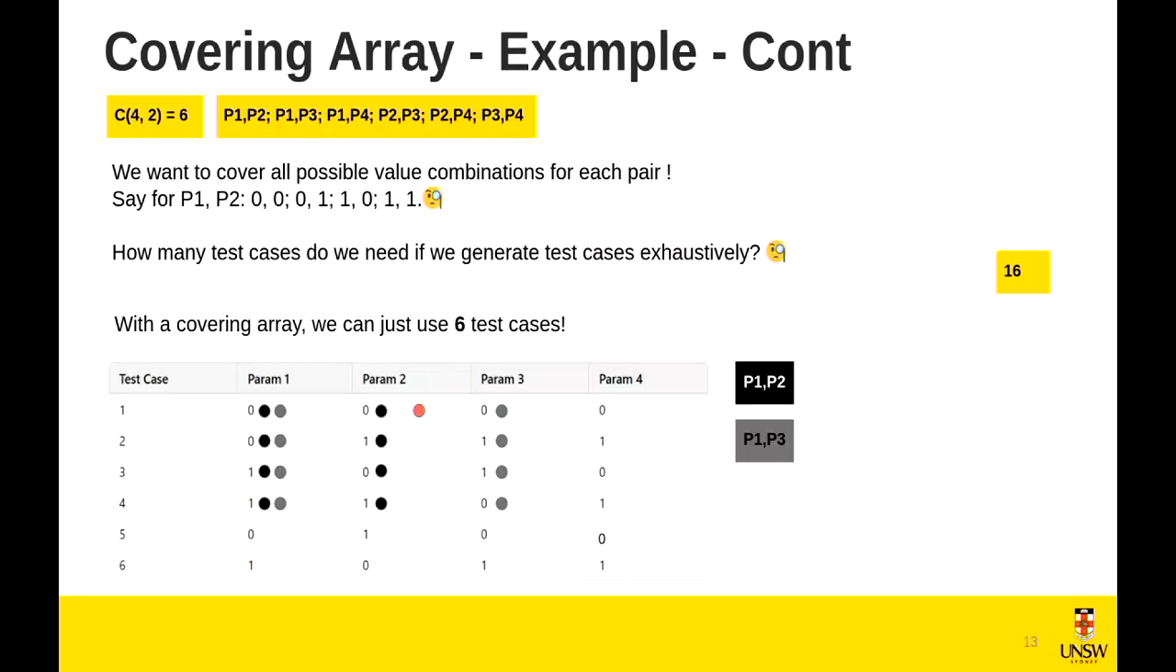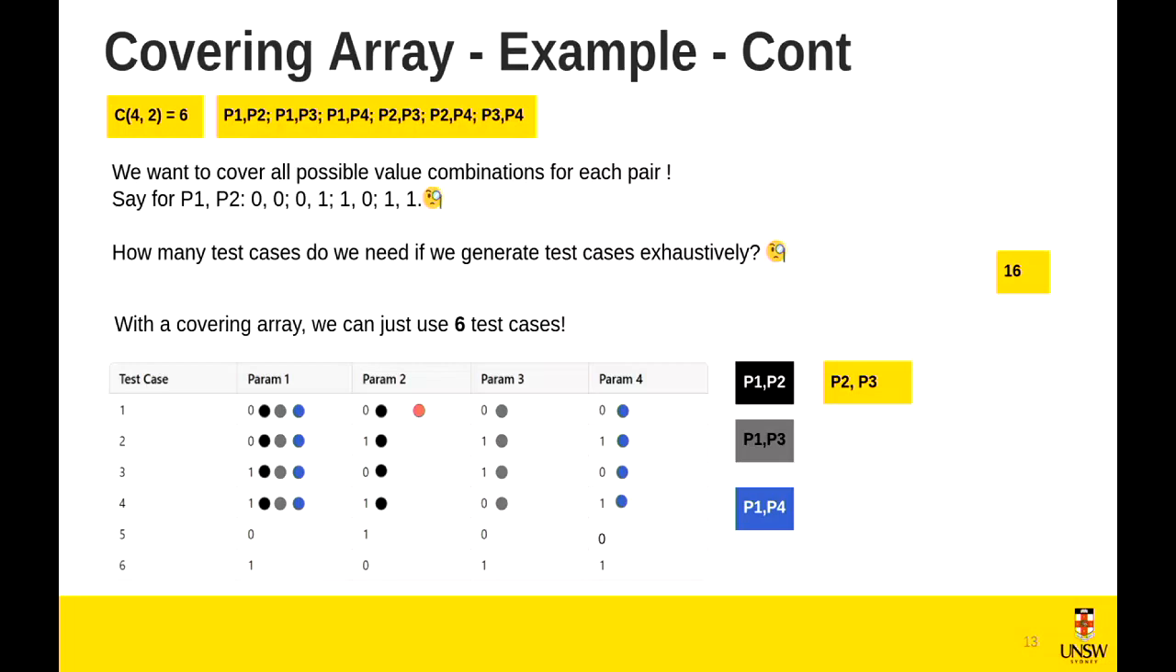So the last pair of values we need to cover for P1 and P3 are 1, 1, which could be covered by test case 3 here. And let's move on to P1 and P4. For P1 and P4, we need to cover 0, 0, and we can cover it with test case 1. And we can cover 0, 1 with test case 2, 1, 0 with test case 3, and 1, 1 with test case 4.